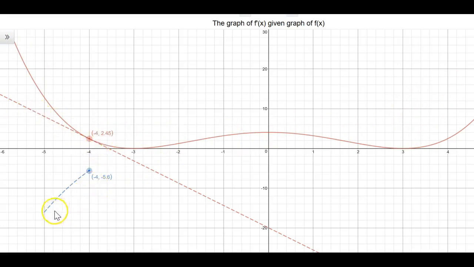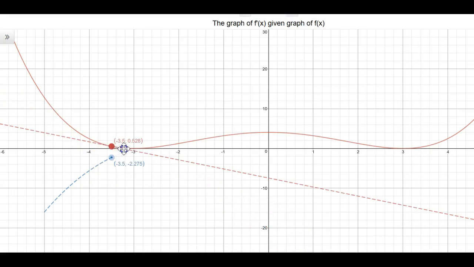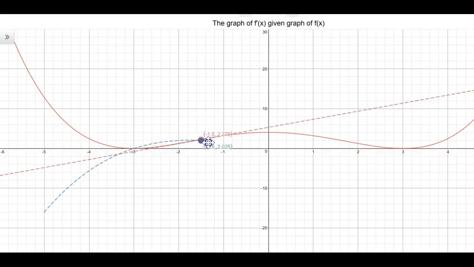Notice that the output from the derivative, like for this point x equals 4, is minus 5.6. That's the slope of this tangent line. As I move along the function, I see that this derivative is being traced out. And when I get to this minimum value on the function, notice that the tangent line's horizontal. So of course that has a 0 slope. That's where this derivative is 0.